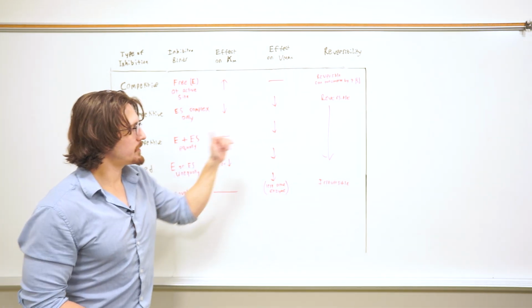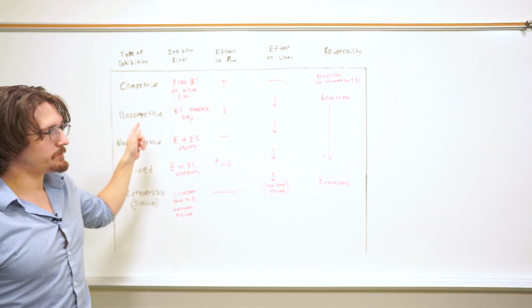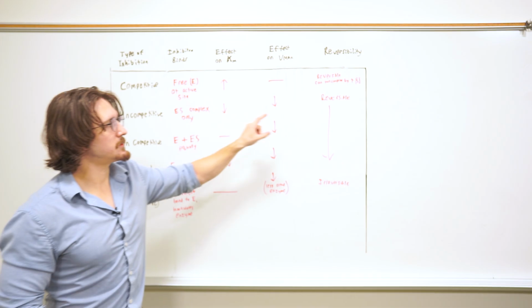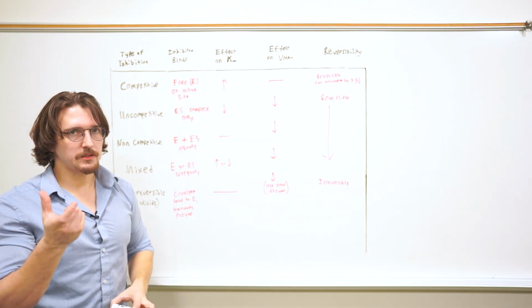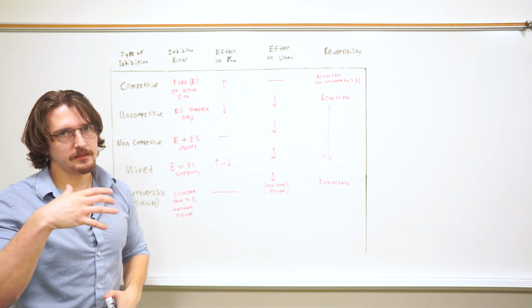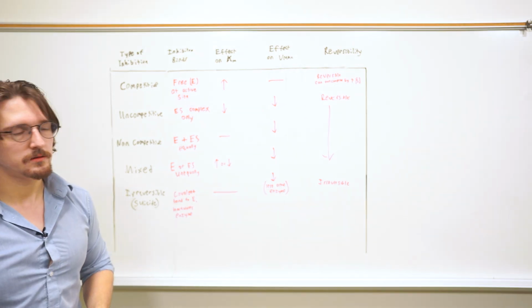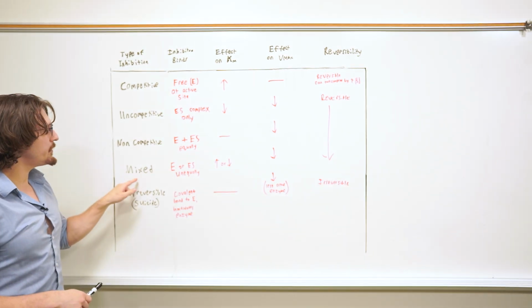And again, with non-competitive inhibitors, just like uncompetitive inhibitors, it is reversible because that inhibitor is able to detach itself from the allosteric site, since it's through non-covalent interactions, okay? And then we have mixed.